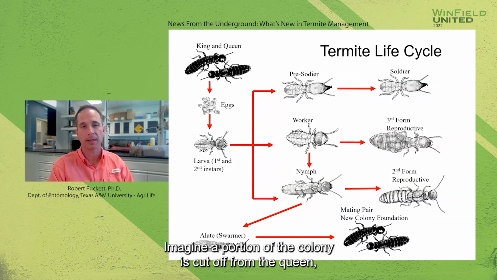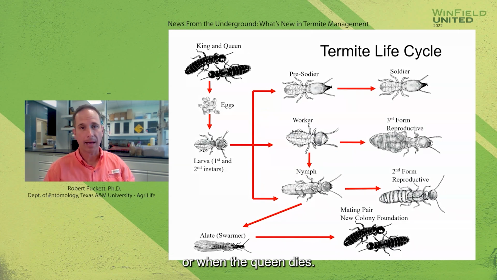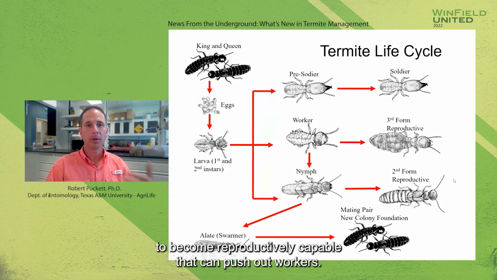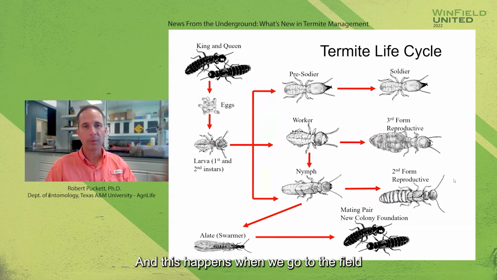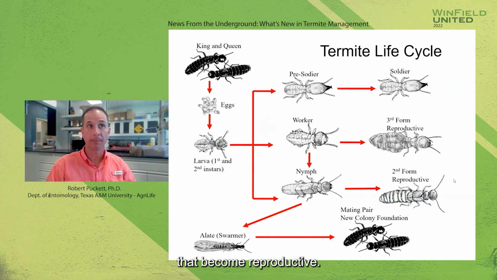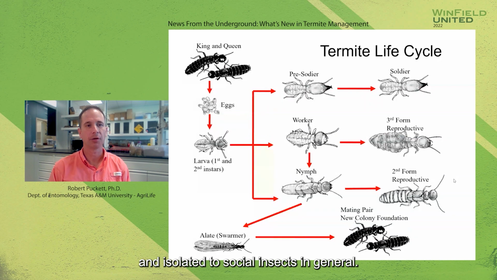Imagine a portion of the colony is cut off from the queen, or when the queen dies. There's individuals that continue to become reproductively capable. They can push out workers. And this happens when we go to the field and collect termite colonies. Oftentimes we don't get the queen. But after several weeks, we have individuals in the colony that become reproductive. So it's very unique and sort of isolated to social insects in general.